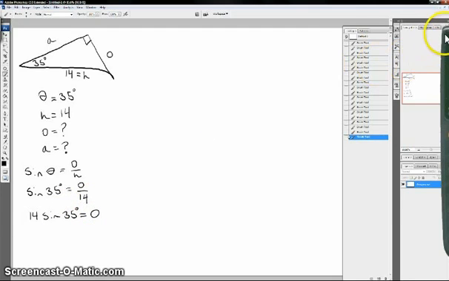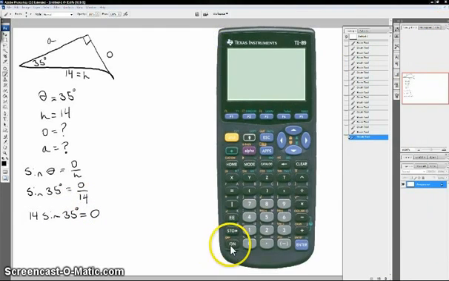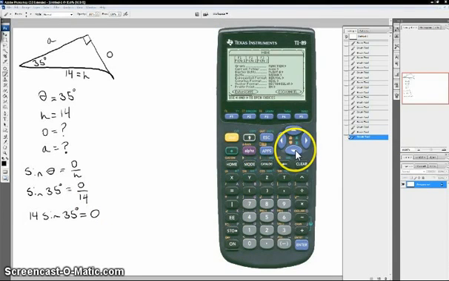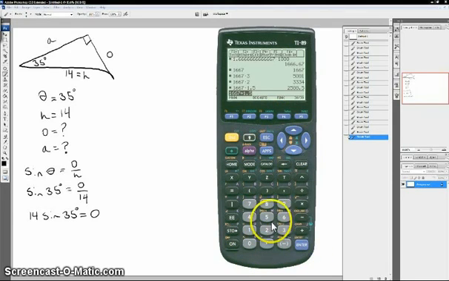You can use a calculator to solve for that. You want to make sure that your calculator is in degrees and not radians, so you want to come down here to angle, switch to degrees, and then you'll be fine. So I'm going to type that in, 14 sine 35, and I will get 8.03.